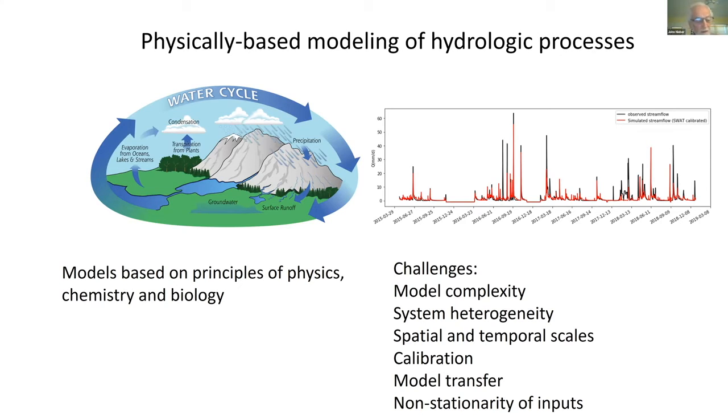Model transfer is a challenge. That is how to move from a calibrated situation to an ungaged basin, or as in data science language, out of sample. And then lastly, I'll just mention non-stationarity of inputs as being a big challenge. There's a lot of uncertainty about the future. Climate variations, that is the variations that cause differences in inputs that are uncertain, and then changes in land use that are brought about by human activities.